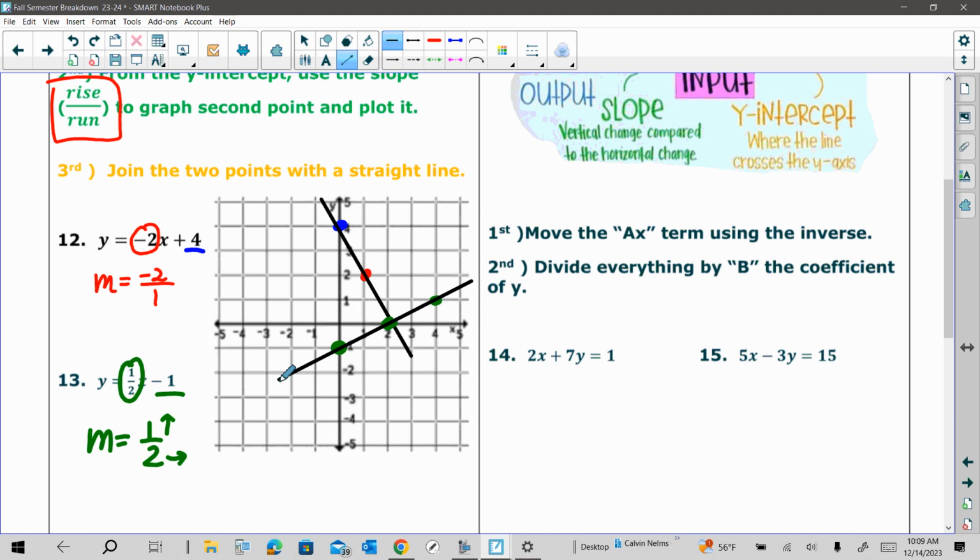Now, part of this section is dealing with systems. If you have two lines that intersect, that intersection is the solution. So that's just recapping that. We're going to do that again in section 4, but just make sure if you're graphing two lines, the point of intersection is your solution.